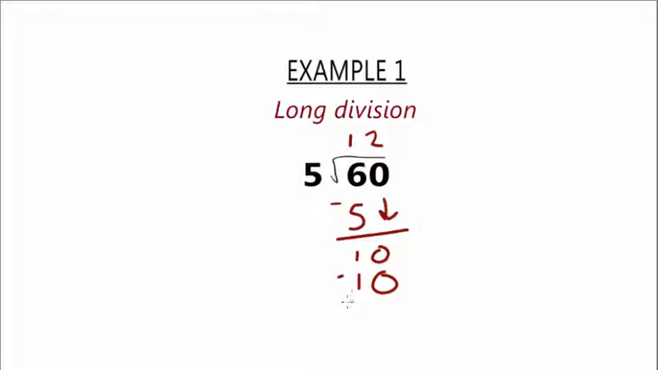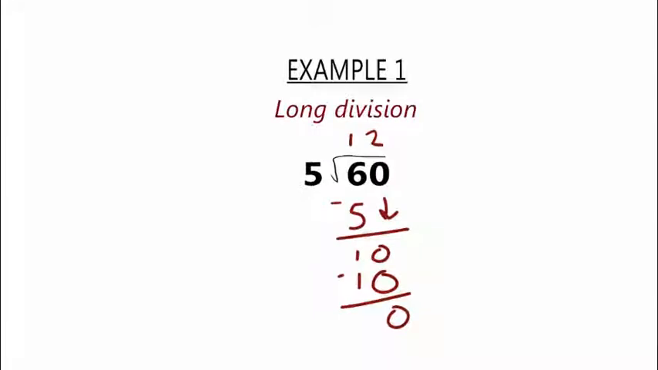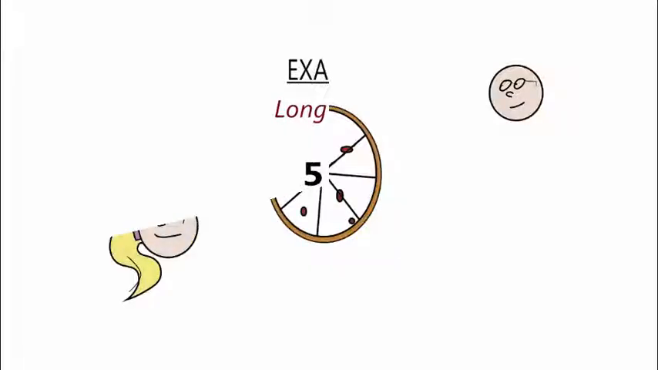Does 5 go into 10? It does, twice. I'll multiply the 2 times the 5. That'll give me a 10, and 10 minus 10 gives me 0. Because I got a 0, my problem's done. And 12 is my answer. 12 is my quotient in this case. 60 divided by 5 gives me 12.